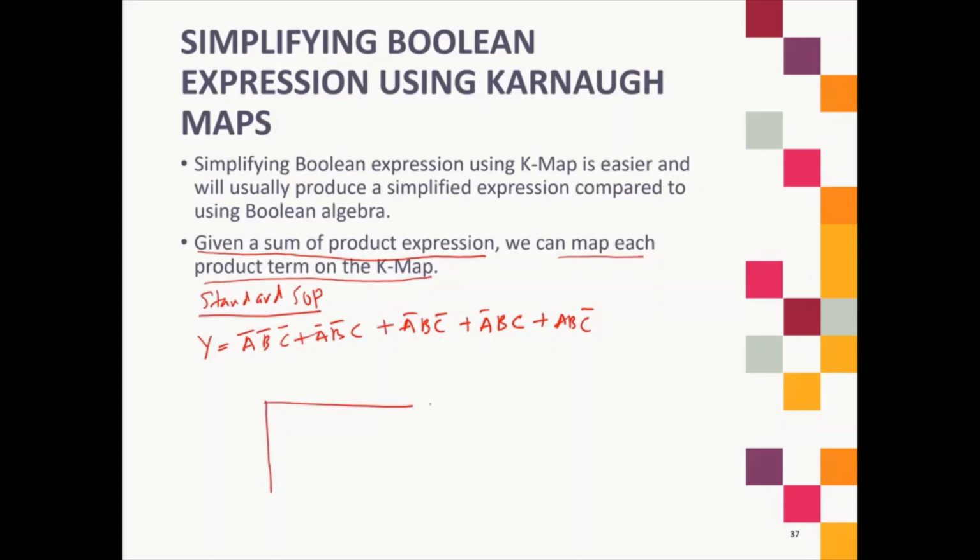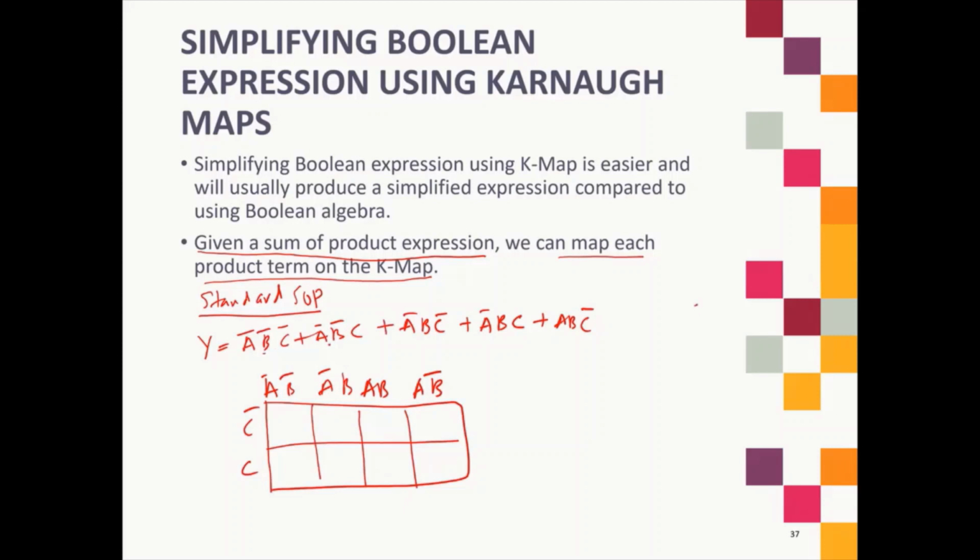So the process of simplifying the expression: first you need to draw your K-map, and then label your K-map. Then you map the values in your K-map. You just find the cell that represents each product term.